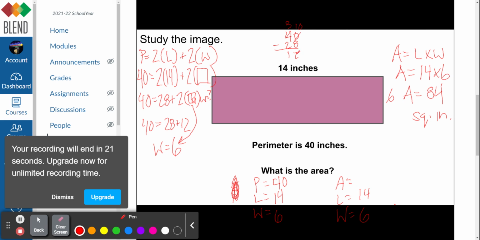And that's a 2-parter where we have started off with a little bit of information. We've used our perimeter formula to find our missing width, and then with that missing width, we were able to find our area. So come back and we'll take a look at a couple more of these problems.